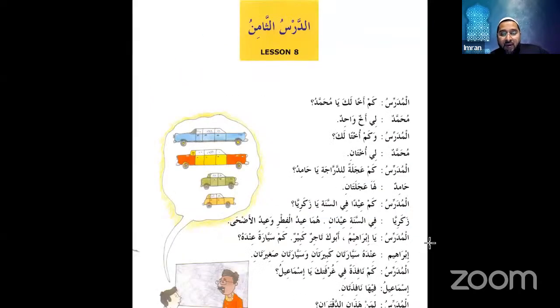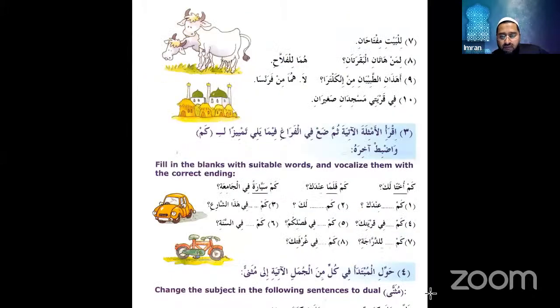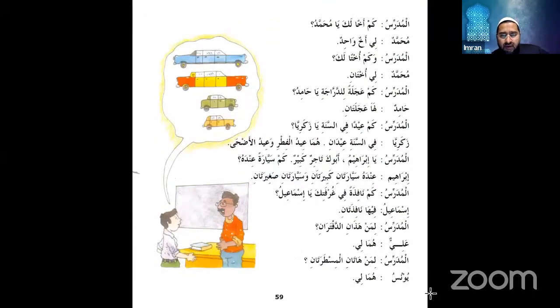And then we say liman. Liman hadani ad-daftarani. For whom are these two notebooks? Huma li, they are for me. Liman hatani al-mistaratani. Mistaratun is a ruler, and for whom are these two rulers? Huma li, they are for me.